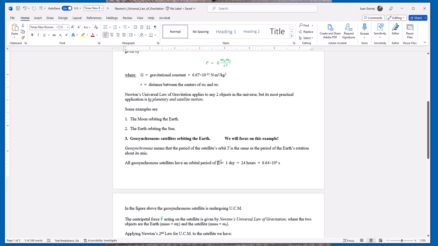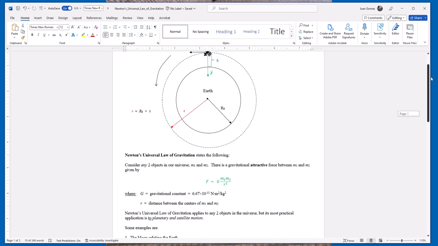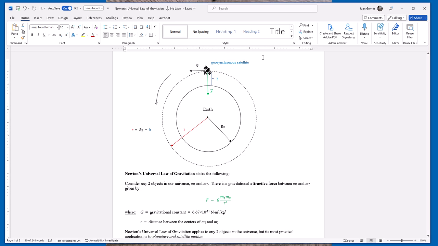So all geosynchronous satellites have an orbital period of 1 day, which is 24 hours, which is 8.64 times 10 to the 4th seconds. And we'll prove that all geosynchronous satellites also orbit the Earth at the same height. And so here's a sketch of a geosynchronous satellite orbiting the Earth. So M1 would be the satellite, M2 will be the Earth. The satellite orbits at a height h above the surface of the Earth. Now, there's the force represented by the universal law of gravitation. It's the force of the Earth pulling on the satellite.